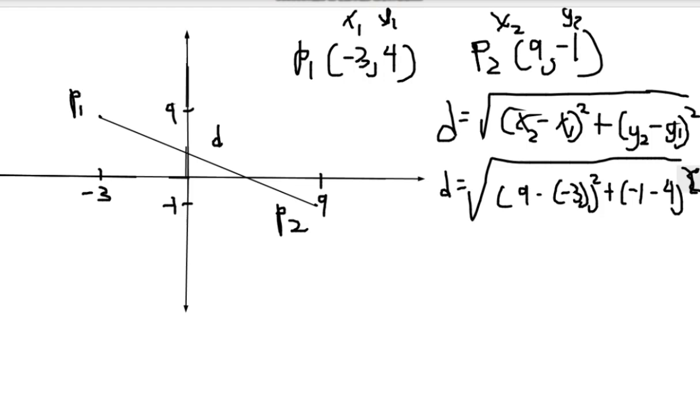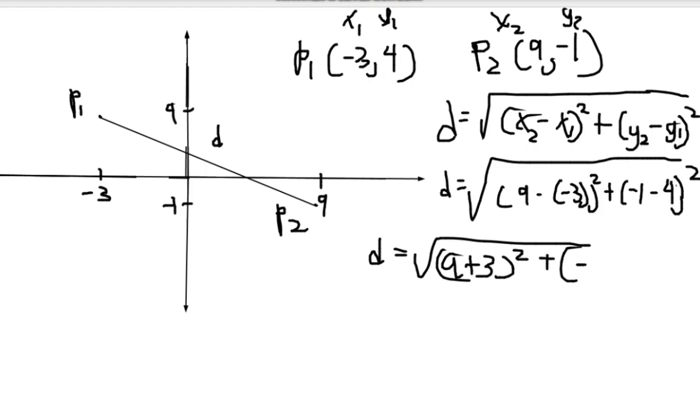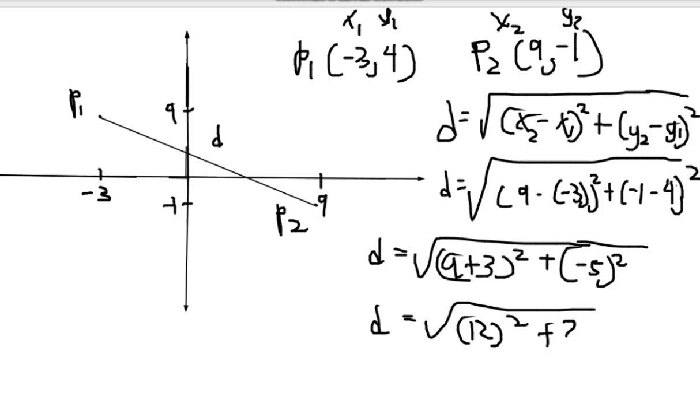Oops, what did I write here? Is that a summation, sigma? Okay, squared. So distance is equal to the square root of. The negative sign cancels here, since negative times negative is positive. So we get 9 plus 3, which is 12, so we have 12 squared. And negative 5 times negative 5 is positive 25.